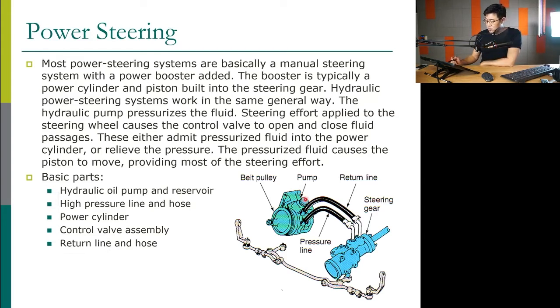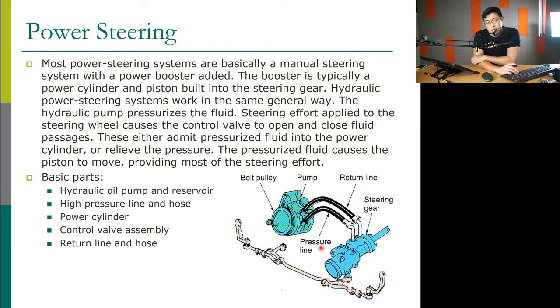So what we need is a pump. We need the return line and pressure line. We need some kind of cylinder attached to the steering gear, and that's it. And we have a valve, not in this picture. We also have a valve. So first we need the pump.